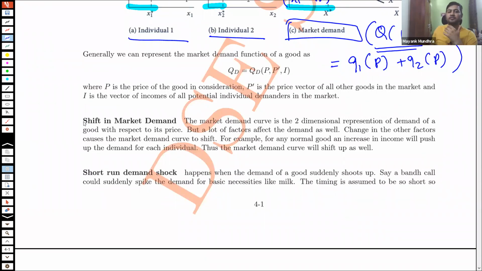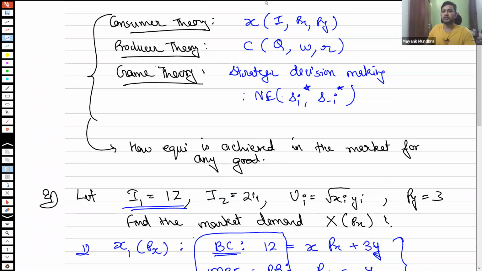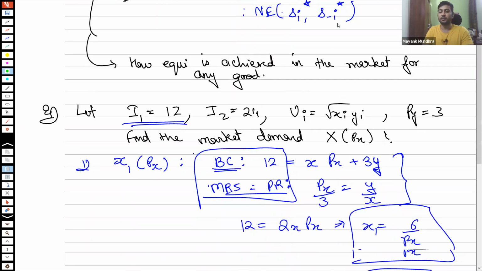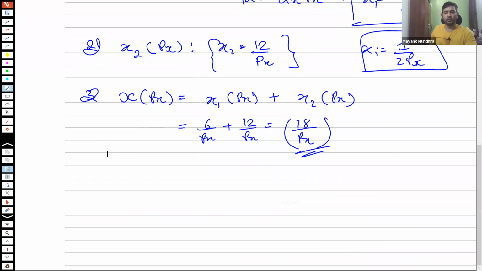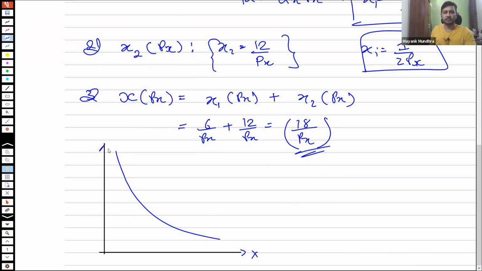Now, how does the market demand function shift? So remember that market demand is a function of three things: income, price of good X, and price of good Y. Now, when Px changes, you move along the demand curve. But when either income or Py changes, then your market demand curve itself would shift. Okay, so suppose this is your total market demand curve. It's going to be a downward sloping curve. This is your X. This is your price of good X.